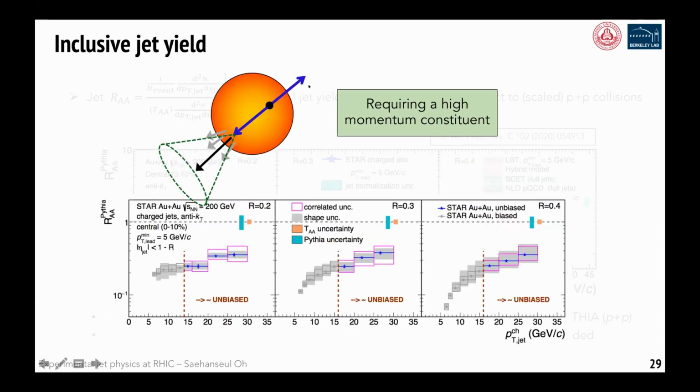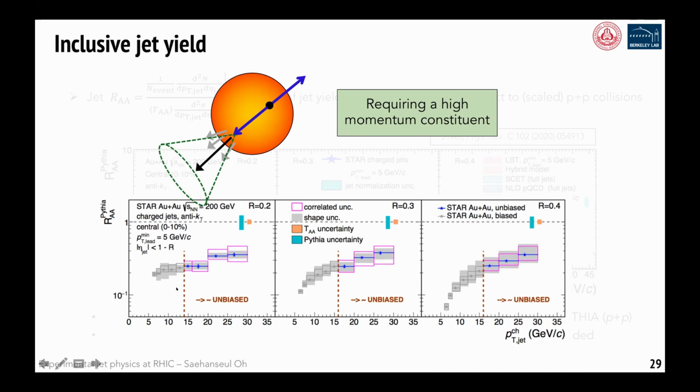In this inclusive jet yield, we require a high PT constituent. So this is the jet, but we require a high PT particle. When we require a high PT particle, we may bias our jet selection, because even for jets of the same PT, some jets have a high PT particle but some may not. If we require a high PT constituent in our measurement, we are biasing our jets towards a certain fragmentation pattern. All the jets we have contain a high PT particle, and that is not an inclusive jet. So we had a strategy to deal with it.